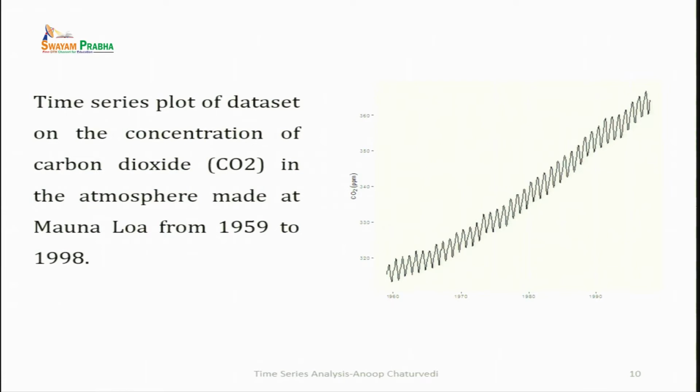Now, this is the time series plot of data sets on the concentration of carbon dioxide in the atmosphere made at Mauna Loa from 1959 to 1998. This data set is also available in R. Again, in this data set, you observe a long term movement. So, you observe an increasing trend. Now, along the trend, you also observe periodicity. So, again actually the period of oscillations is less than 1 year. So, it is because of seasonal variation.